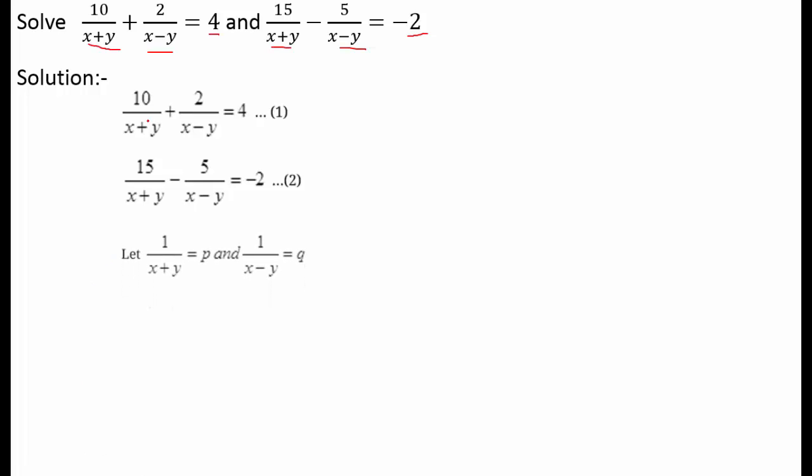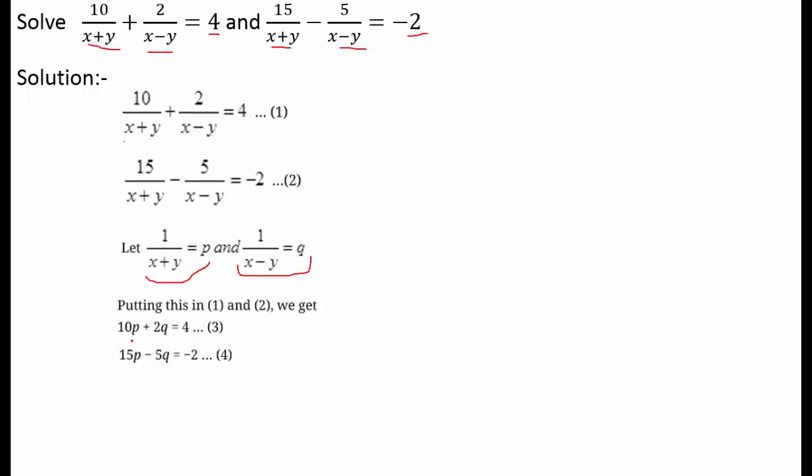Now let 1 by x plus y be p and 1 by x minus y be q. Now replace the values with p and q. You will get 10p plus 2q equals 4 and 15p minus 5q equals minus 2. This is my equation number 3 and this is equation number 4.